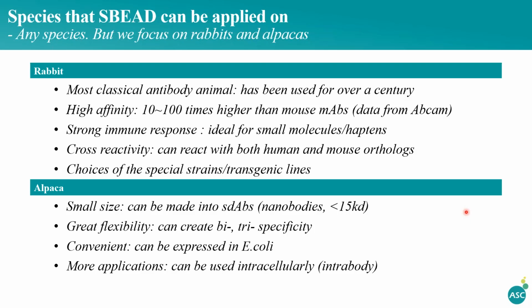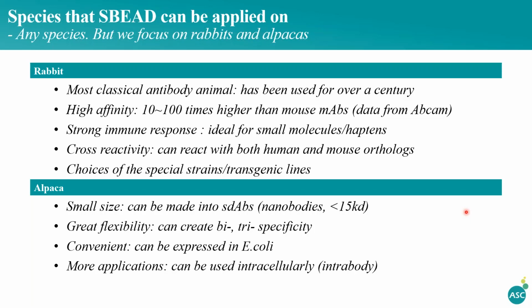Rabbit is actually the most classical antibody animal. It was used specifically for antibody production in 1815. That's more than 100 years ago. The reason we choose rabbit is that it is known to produce high affinity antibodies. According to many literature reports, rabbit monoclonal antibodies typically have 10 to 100 times higher affinity than mouse monoclonal antibodies.